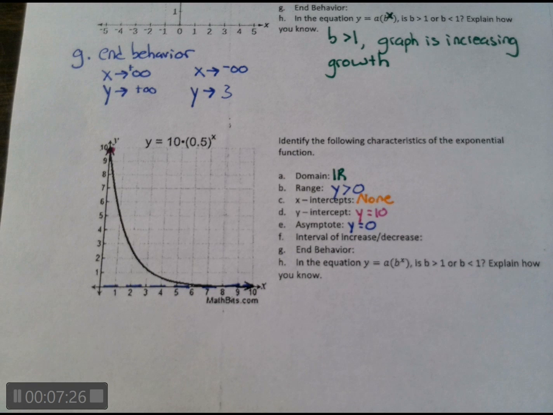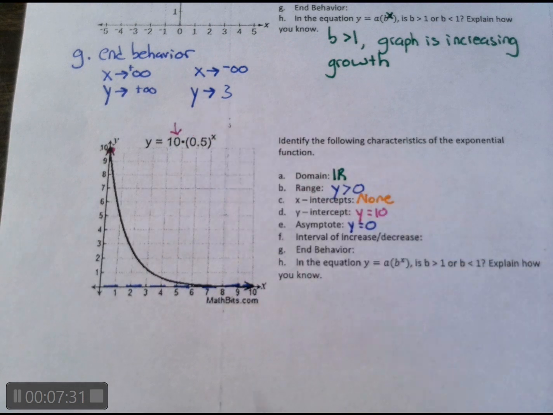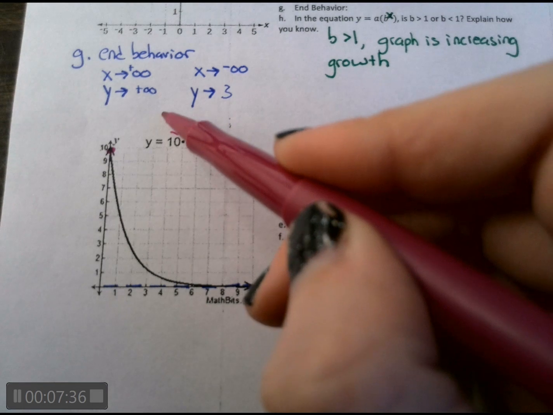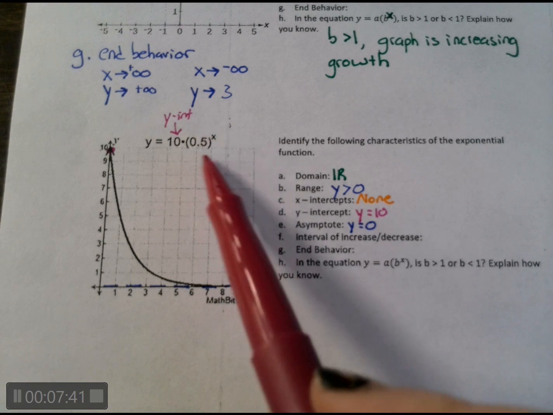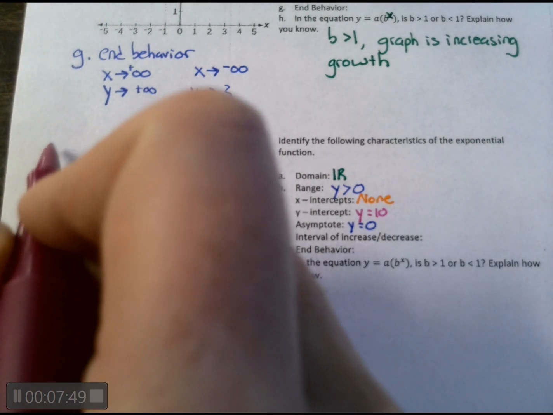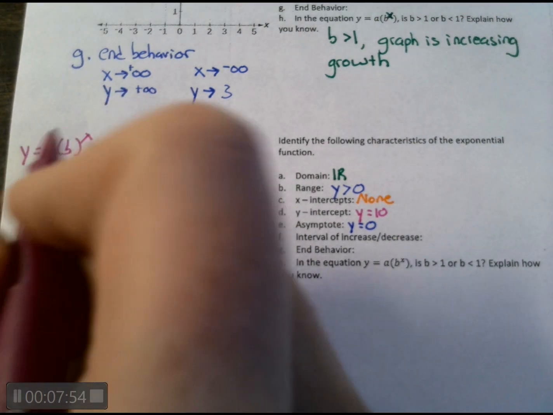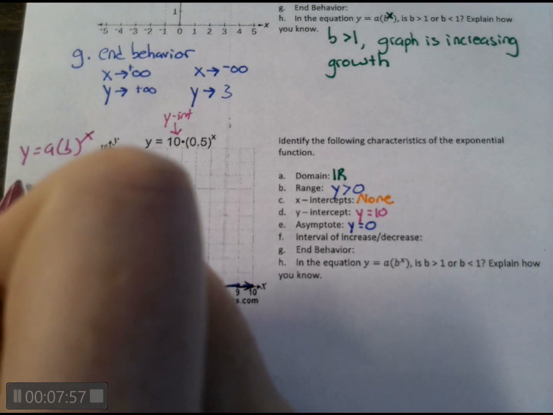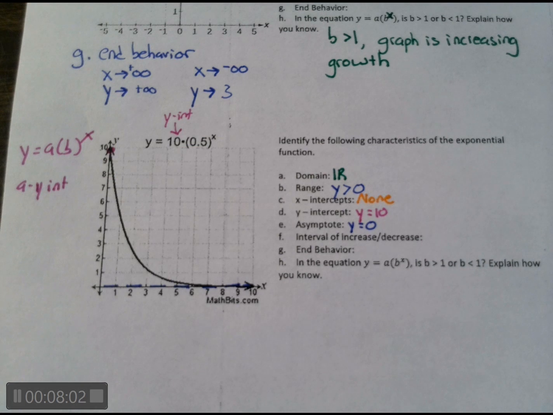And oh my gosh, if you look at our equation, what is this very first number that we see here? It's a 10. Wow, could it be a coincidence? Nope. So whatever number is in front of our parentheses, that is going to be our y-intercept. Okay. So you guys hopefully will remember our equation y equals a times b to the x. A is our y-intercept. Okay.